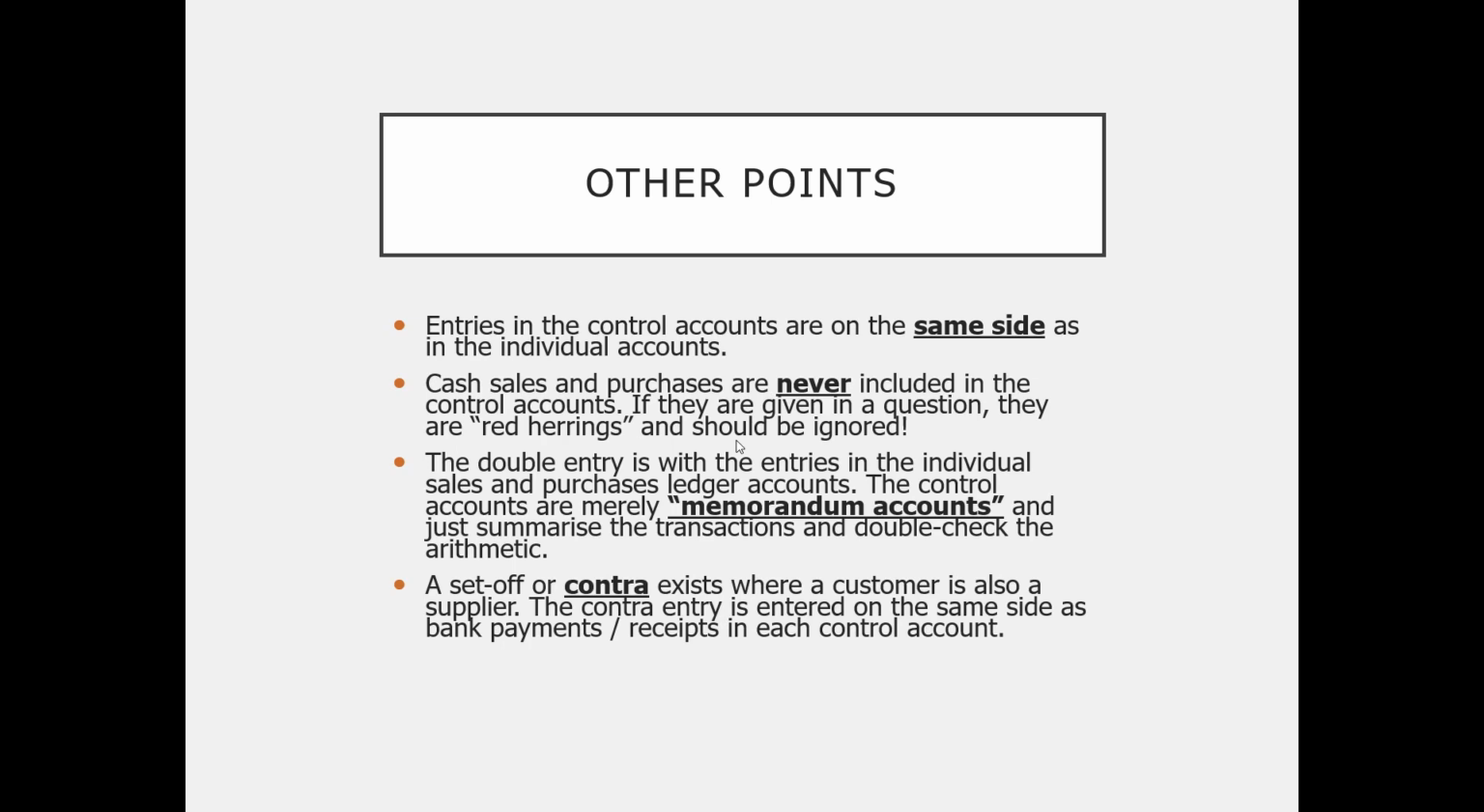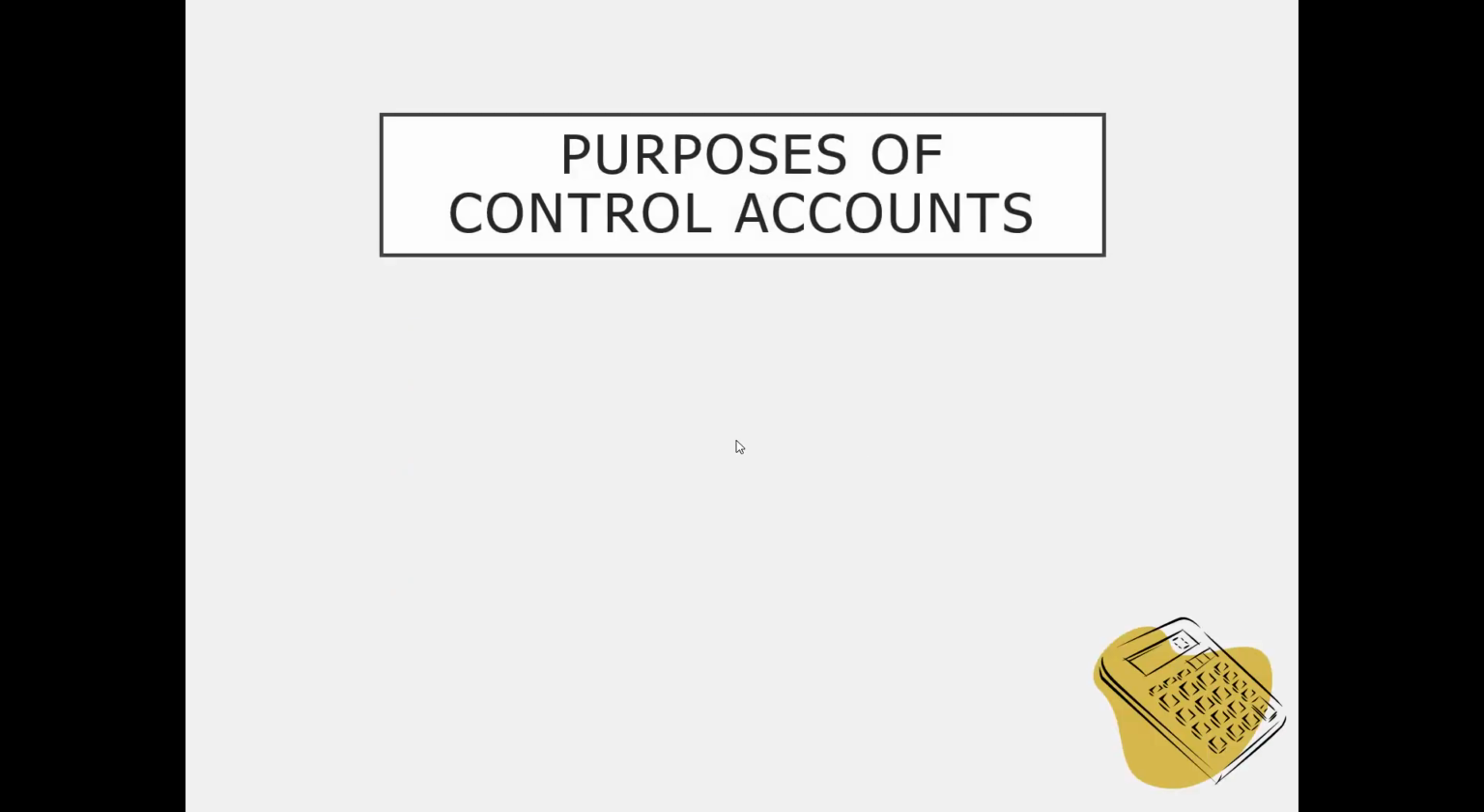And the contra entry, if you're ever struggling, it's always entered on the same side as the bank receipts for the sales ledger and the bank payments for the purchase ledger. It always reduces the amount owed. So always credit the customer, debit the supplier. Okay. So why do we do these control accounts?